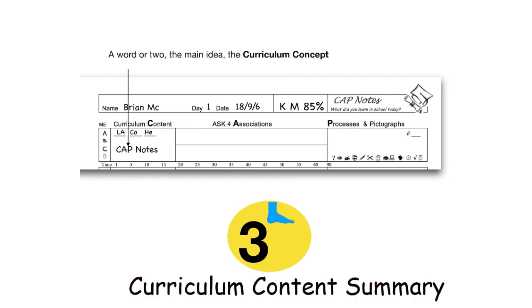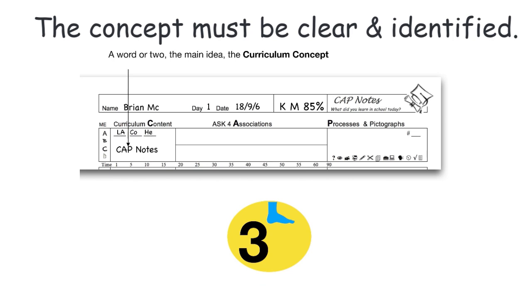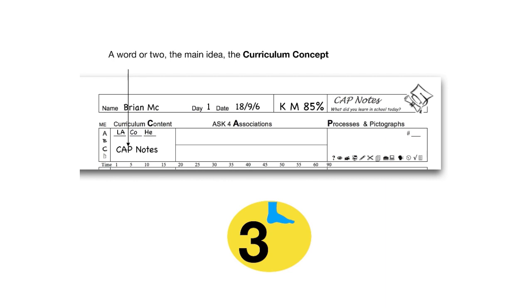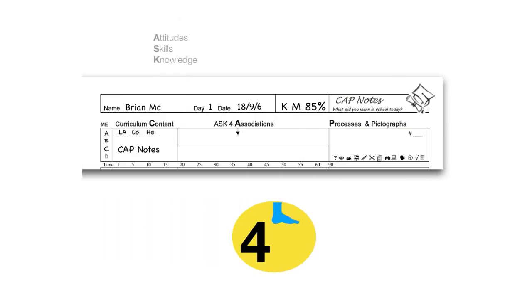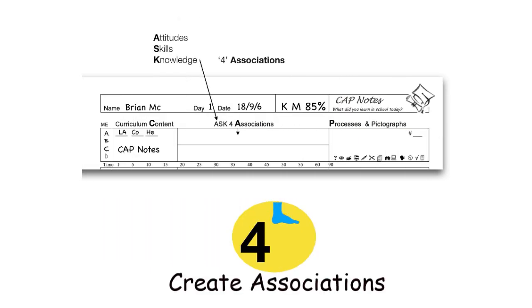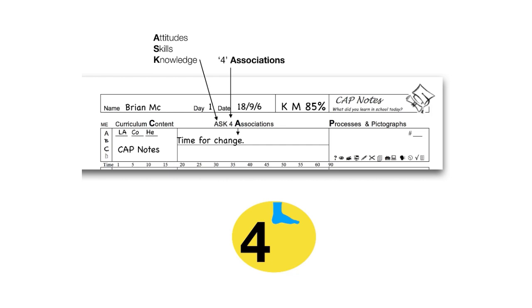Step 3. Write the curriculum content or concept here. The main idea has to be clear in the teacher's mind if we want the concept to be clear in the minds of students. Step 4. Creating associations. Associations are words or phrases that reinforce and extend the ideas presented in the curriculum.